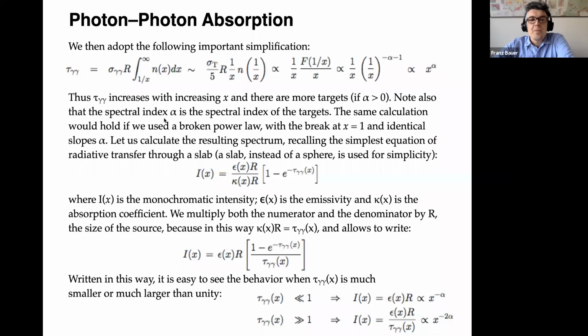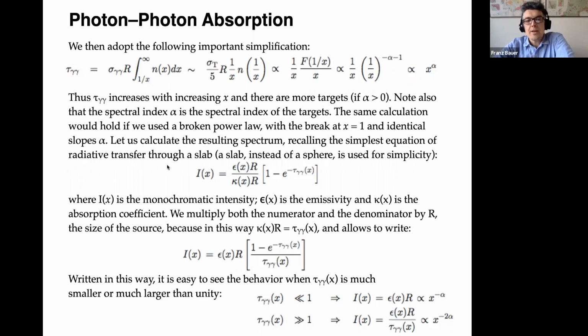So we have some spectral index, and we have a spectral index of the number of targets. And we can do the same calculation. We could do this for a broken power law. We could do this for other things as well. And so it generally should hold as long as we have something which looks like this, not something which looks like that. So as long as you can approximate this.